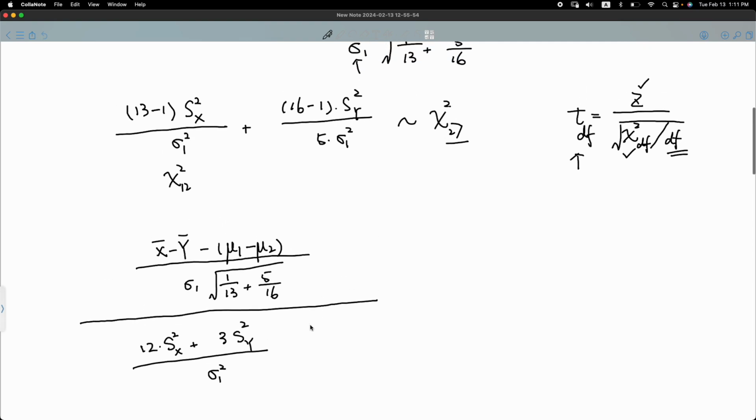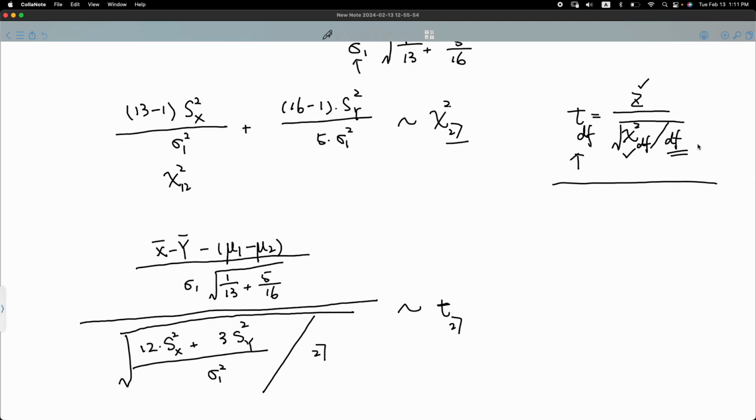And the last thing we need to do is just divide it by its degree of freedom, which we already know is 27 by construction, and then take the square root for the denominator. And now this expression here, which is also a random variable, should follow a t-distribution with degree of freedom 27, following this construction here. Okay, so any questions or comments?